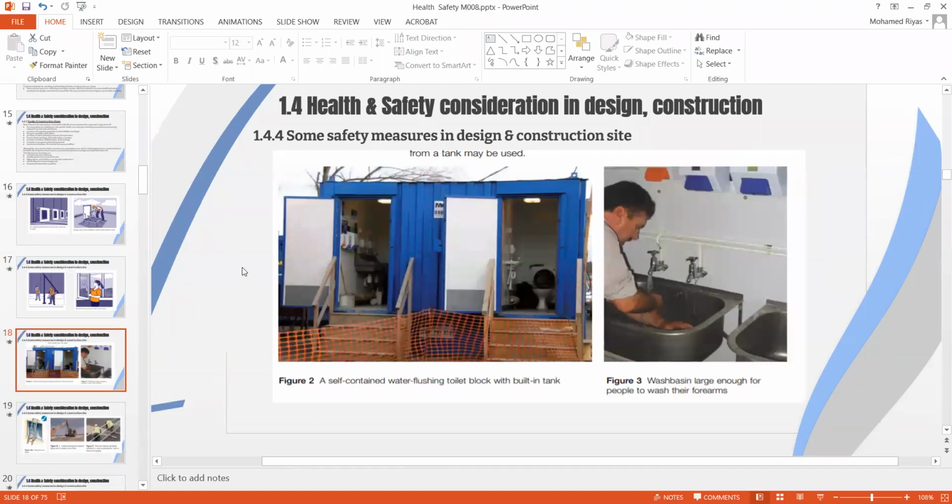Now, coming to the on-site, you'll have a self-contained water flushing toilet block with a built-in tank. So you'll have a separate built-in tank set up. This shows the safety standard. Then you have a large sink, big enough for people to wash their forearms. So if you have a sink where you can place your full hands, hygiene related issues and safety concerns have been cleared.